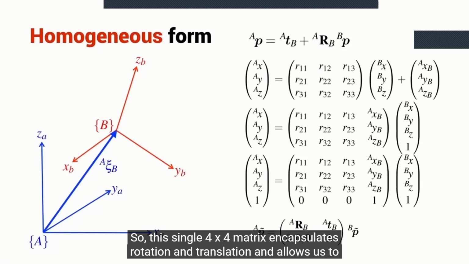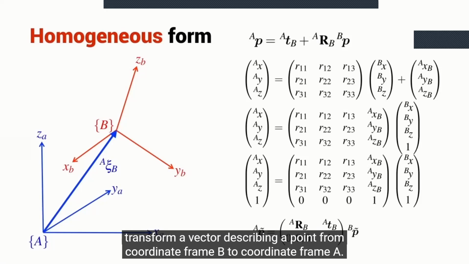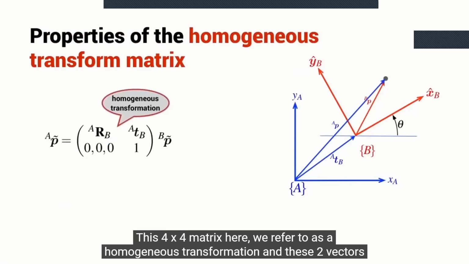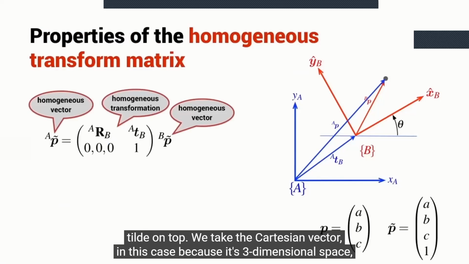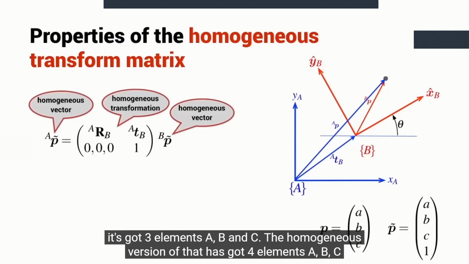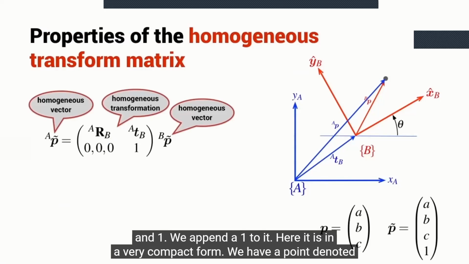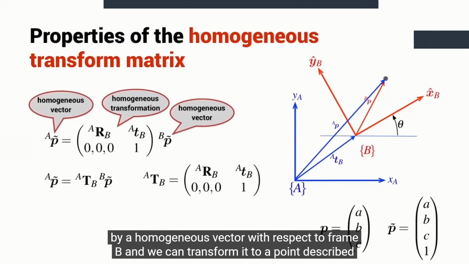So this single 4x4 matrix encapsulates rotation and translation and allows us to transform a vector describing a point from coordinate frame B to coordinate frame A. This 4x4 matrix here we refer to as a homogeneous transformation, and these 2 vectors here are homogeneous vectors. And just a reminder on homogeneous vectors, we denote them by a tilde on top, and we take a Cartesian vector. In this case, because it's 3-dimensional space, it's got 3 elements, a, b, and c. The homogeneous version of that has got 4 elements, a, b, c, and 1. We append a 1 to it. Here it is in very compact form. We have a point denoted by a homogeneous vector with respect to frame B, and we can transform it to a point described by a homogeneous vector with respect to frame A.